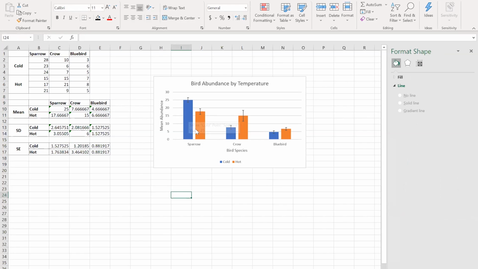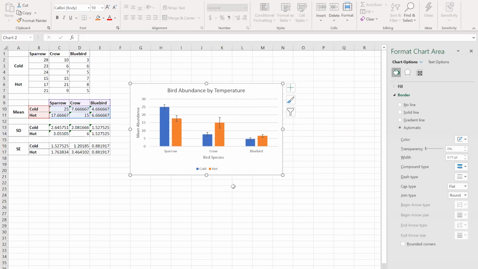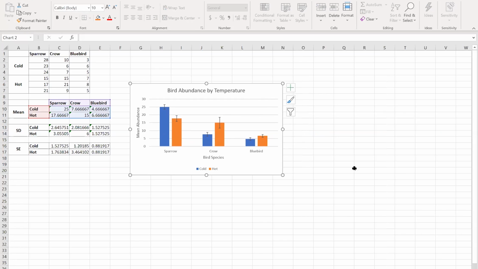So we've got the average abundance of each bird type and standard error bars, the correct standard error bars that we calculated over here corresponding to each bar. So this is roughly the figure you should have created. Are there any questions about that or how I made that? No question. Okay.